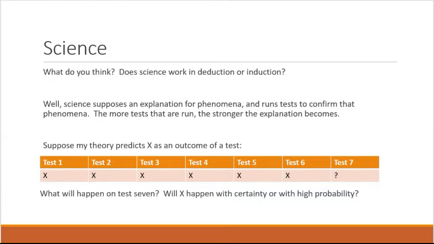I told you that science doesn't prove anything. Science just shows that some things are likely to be true. Some things have a higher probability of being true than others. We are justified in having more confidence in one claim than another claim. Okay? So, based on that alone, you should already know whether or not science works by deduction or induction. It's induction, right? Science supposes an explanation for a phenomenon and then runs a test to confirm that explanation.